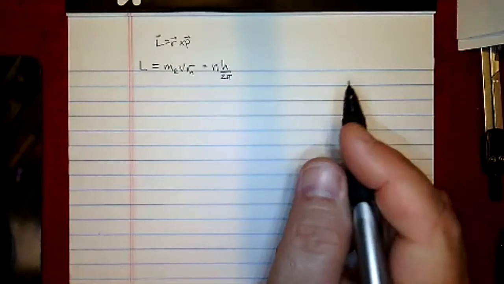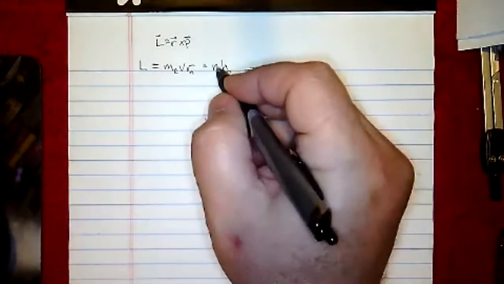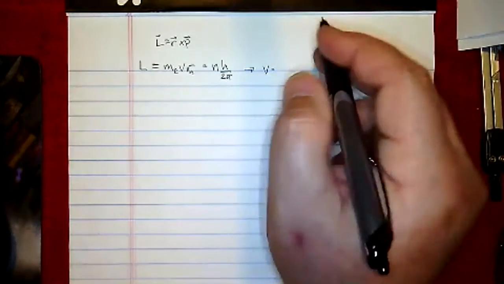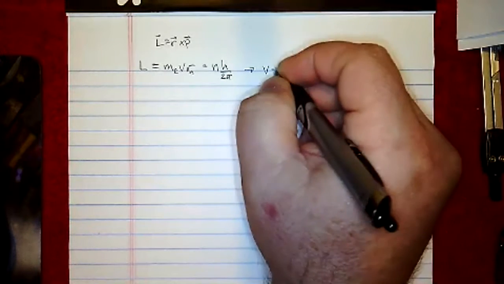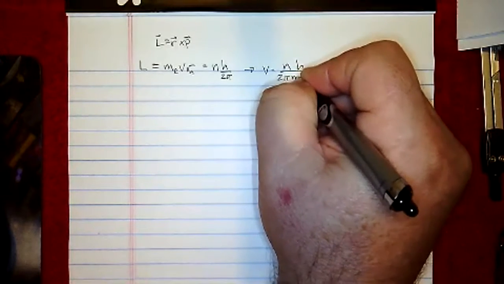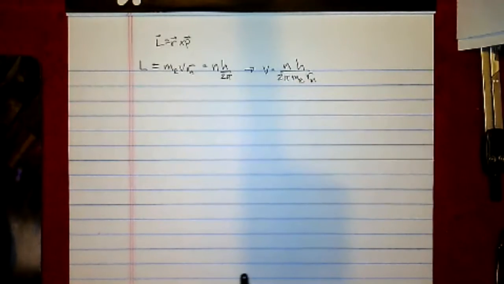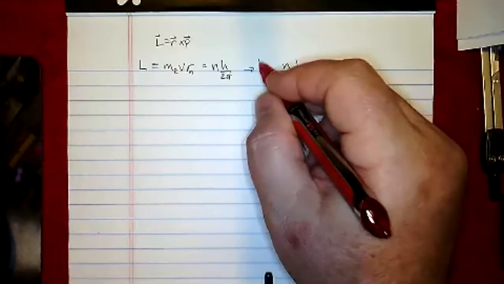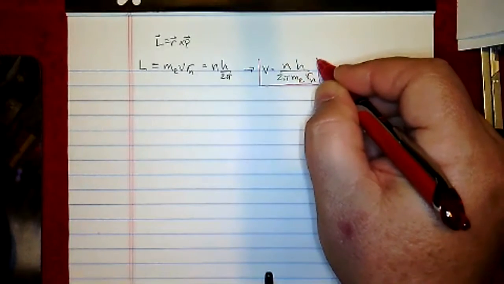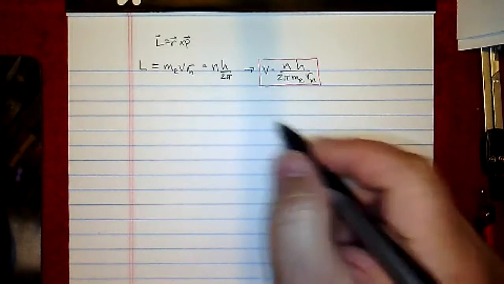Now, that's all well and good. That gives us a good expression. And in fact, from that, we can calculate the velocity. All you have to do to solve for velocity is divide both sides by r sub n and m sub e. So you end up getting n times h over 2 pi times m sub e times r sub n. So now we have an expression for the velocity. You might even wish to call this v sub n if you wanted to, and it would be the velocity of the electron in the nth orbit, whose radius happens to be r sub n. Okay, so that would actually work.